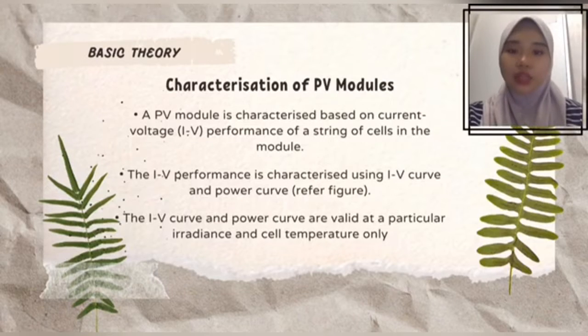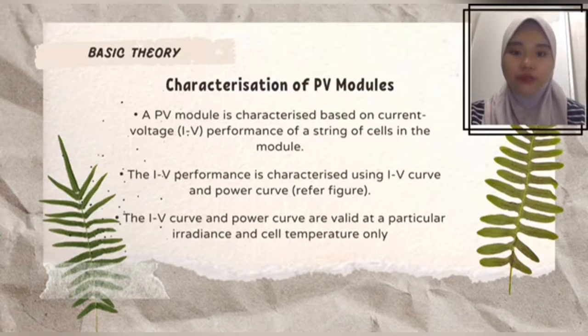So, behind the theory of this experiment, usually a PV module is characterized using the current voltage performance of a string of cells in the module. In order to find the current voltage performance of a string, we basically use the IV curve and power curve. The IV curve and power curve are valid at particular irradiance and cell temperature only. So that is what we do in this experiment: plot the IV curve graph and power curve graph.